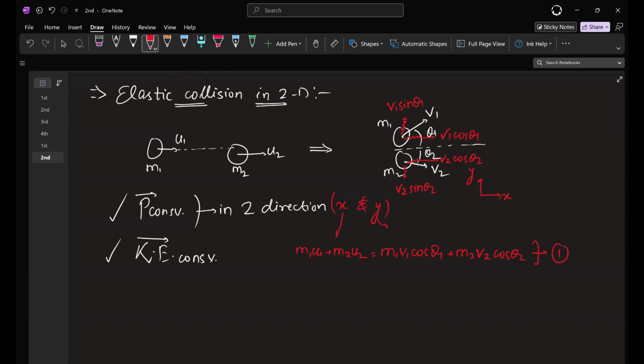The initial velocity in the y direction was 0. So the initial momentum in the y direction for both the particles will be 0, exactly, because there is only horizontal velocity initially, no vertical velocity. So vertical momentum would be zero for both of the particles combined. And the final would be what?